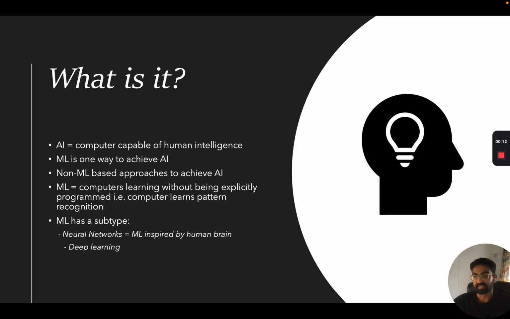Artificial intelligence is simply a computer capable of human-like intelligence. And then within that, machine learning is one of the ways to achieve AI. Machine learning involves recognizing patterns without being explicitly programmed to do so. And then machine learning has further subtypes called neural networks, which is biologically inspired.